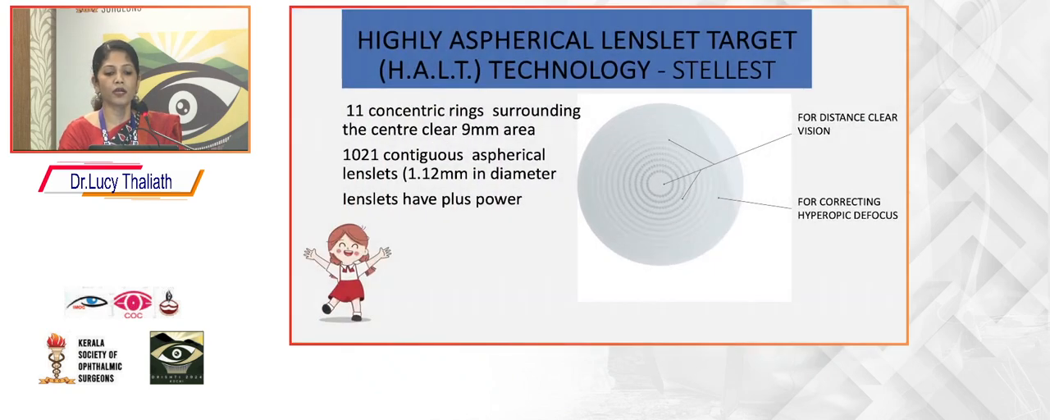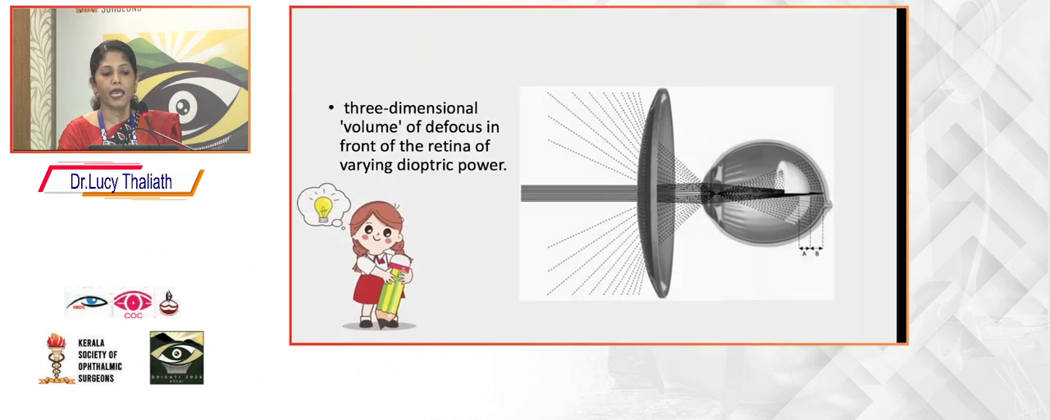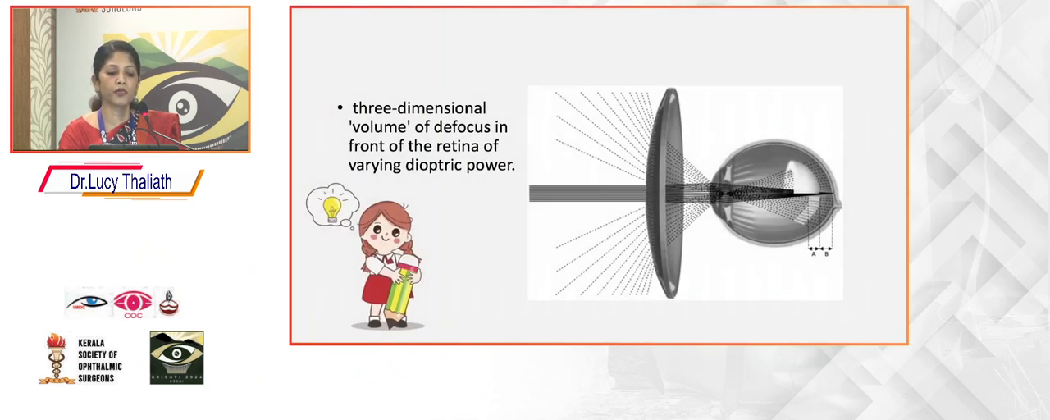And next is the Hall glasses, lenses. It's called the Stellus glasses, marketed by the Essilor group. And here it is a 9 millimeter central clear area surrounded by 11 concentric rings of aspherical lenslets. And these lenslets have plus power, and the plus power also varies according to the refractive status and from the center to the periphery. And it produces a three-dimensional volume of defocus in front of the retina of varying dioptric power.